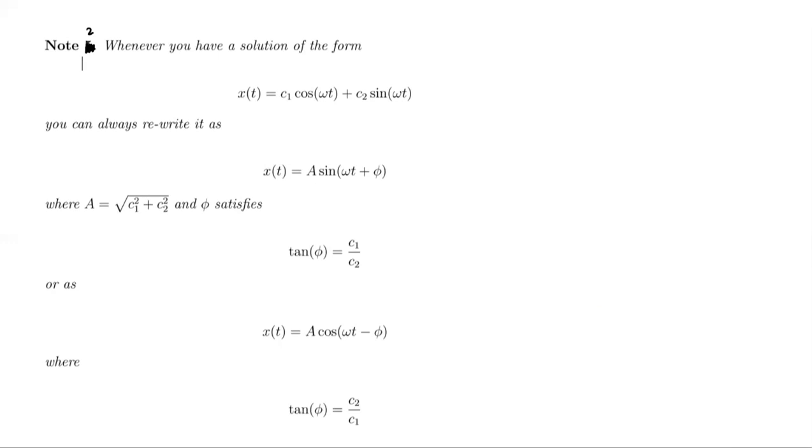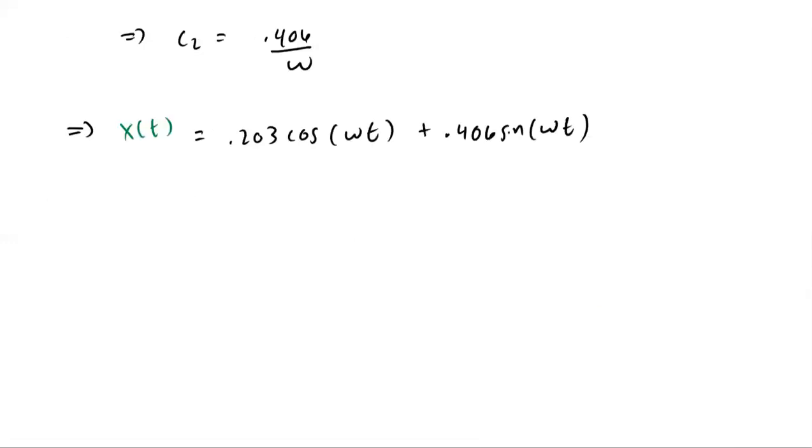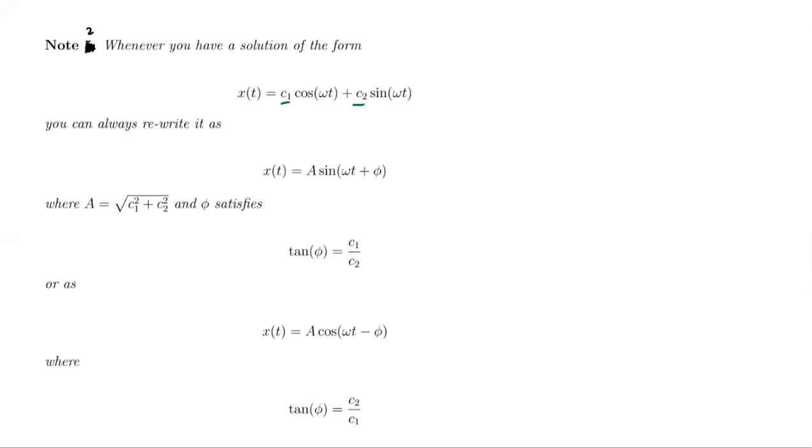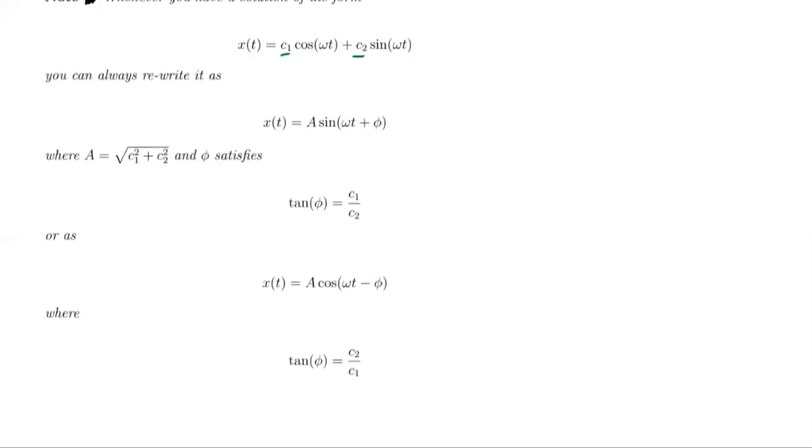A equals the square root of C1 squared plus C2 squared. So the coefficients that you found here. In our particular example, it would be 0.203 and 0.406. And then phi satisfies the tangent of phi equals C1 over C2. So you can take tangent inverse to find what phi is. So if you want to write it as sine, you can do it like that. If you want to write it as cosine, it's the same thing. You just change the inside where it's plus phi to minus phi, and you change the ratio, tangent of phi, to tangent of phi equals C2 over C1.